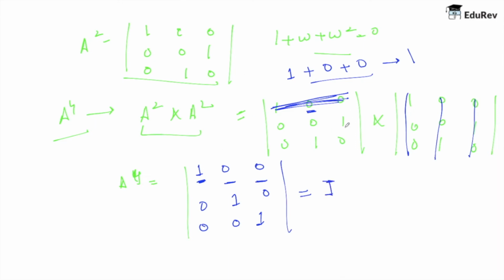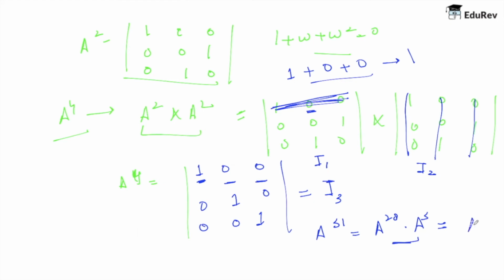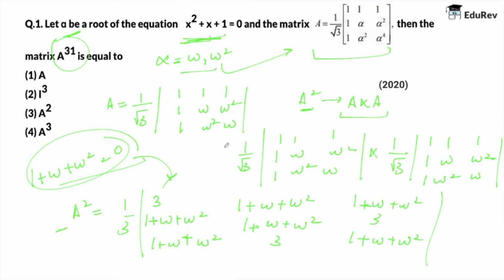Now, because I have multiplied, let's suppose this is I1, this is I2, and let me take it as I3. Now we know that A to the power 31 is nothing but A to the power 28 times A to the power 3, correct? And A to the power 28 into A to the power 3 is going to be nothing but A to the power 3. In my question we were asked what A to the power 31 is going to be. So A to the power 31 is nothing but A to the power 3, and that is the answer.